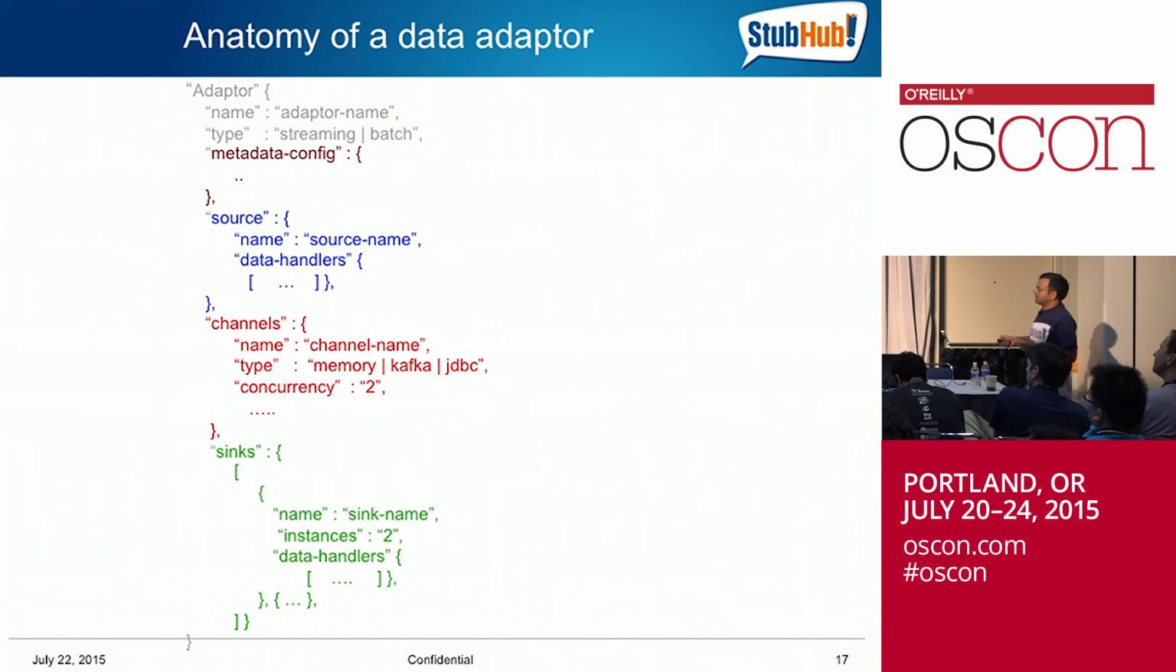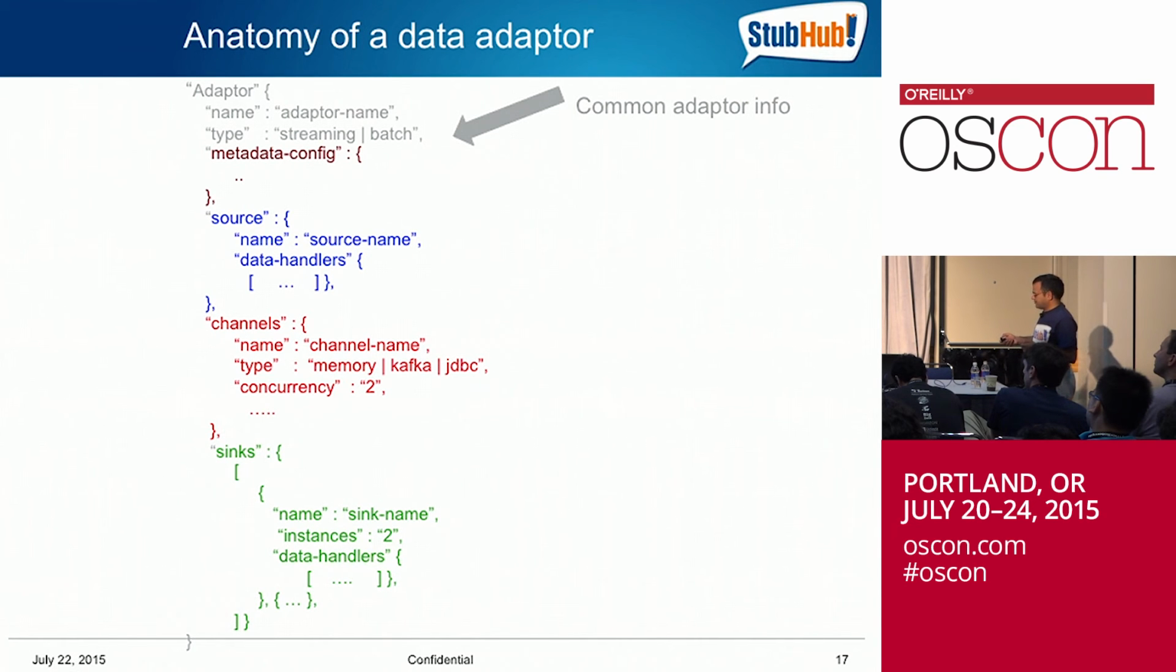This is what a typical anatomy schema for an adapter looks like. You give it a name and give it a type. These are two different options. Is it a streaming adapter? Is it a batch adapter? And it has some meta information. We'll go through that a little bit in a second. So this is the generic adapter info, right?